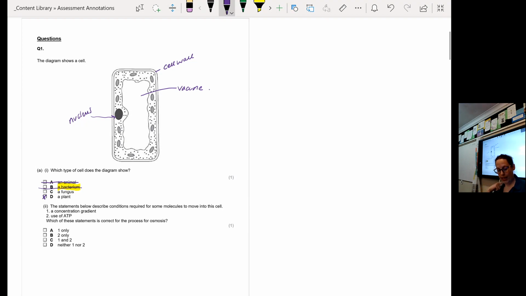Always put a cross through the little box like this. Don't circle it or highlight it, because that won't be picked up in your actual exam, because these questions are marked by a computer, not a real life person.